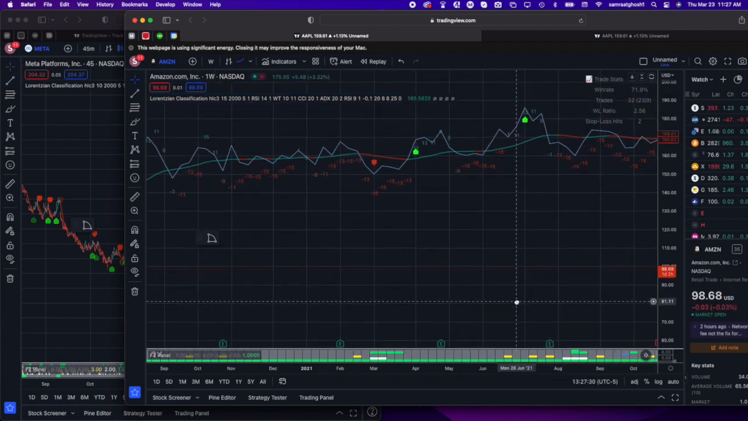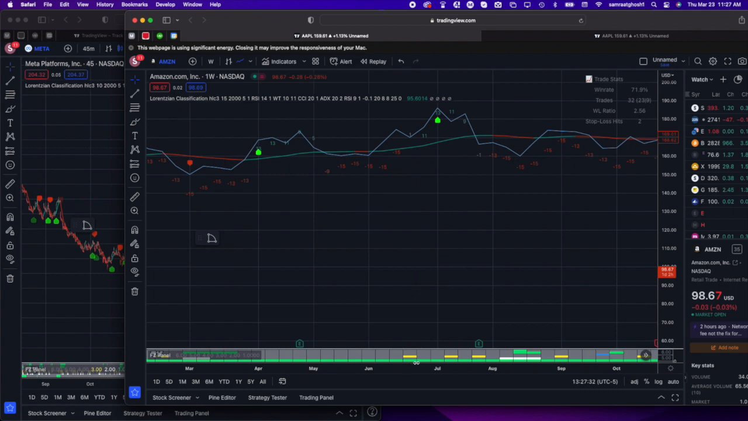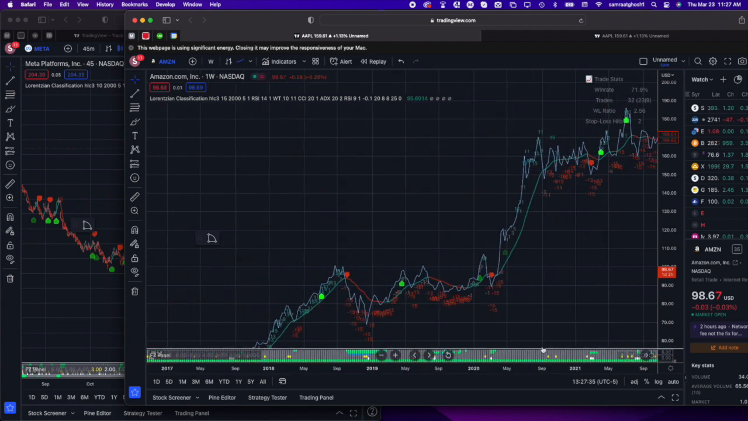Oh, we changed it to a 20. Our nearest neighbors got to 71.9% on the 1 week.